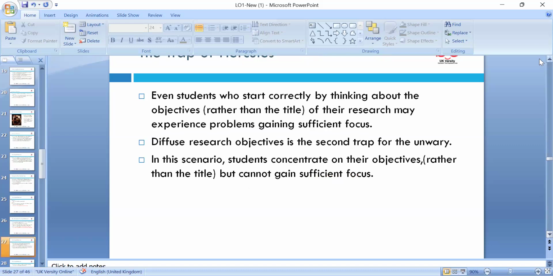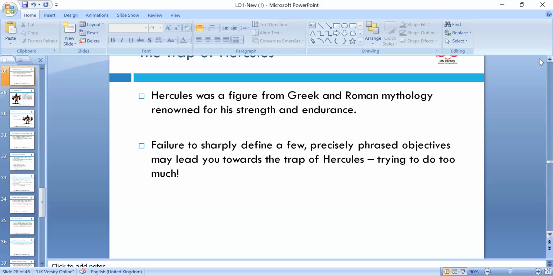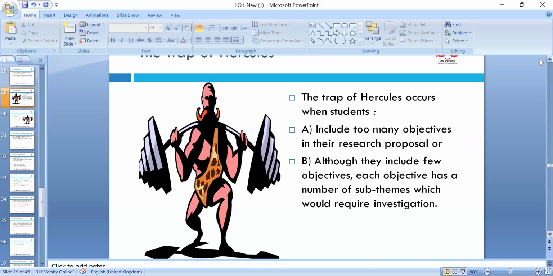The research may experience problems gaining sufficient focus. A diffuse research objective is the second trap. Students concentrate on the objective rather than the title, but it may not be sufficiently focused. So we need to look at the strength of a sharply defined, precisely phrased objective in words. We need not try to do too much. We need to not be trapped. We need to make the objective SMART.